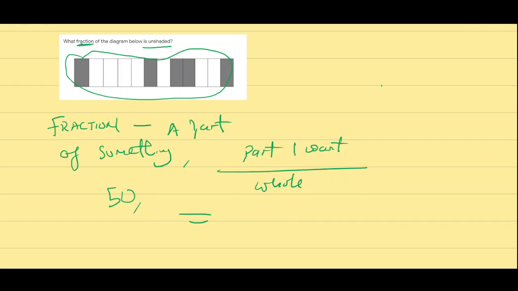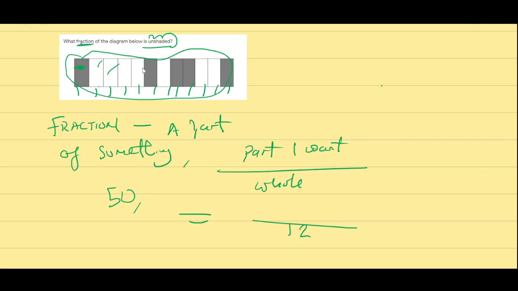It says, what fraction of the diagram is unshaded. Let's find the whole first. So this is 1, 2, 3, 4, 5, 6, 7, 8, 9, 10, 11, 12. So the whole is going to be 12. And let's find the part they want. Notice they say the unshaded part. So we will not bother ourselves with the dark shaded ones.